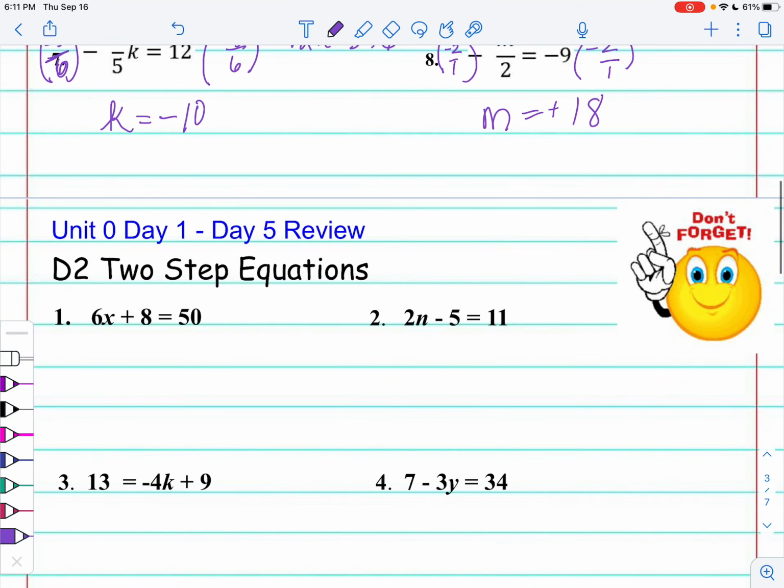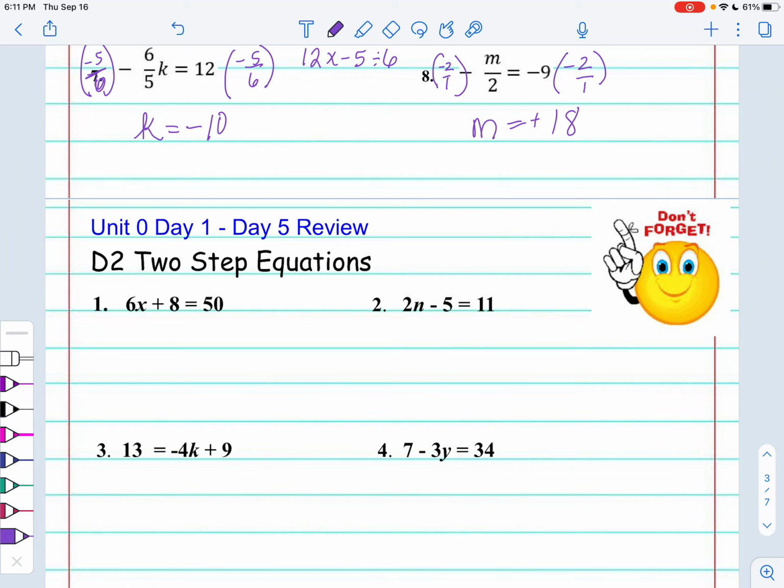Okay, we moved on to day 2, where we had a few more steps. We had 2 step equations. So we had to do 2 things. We talked about PEMDAS and working it backwards. So I need to undo add and subtract before I undo multiply and divide. So I'm going to subtract 8 from both of these. And hopefully I did this correct. And then I'm going to divide both by 6.